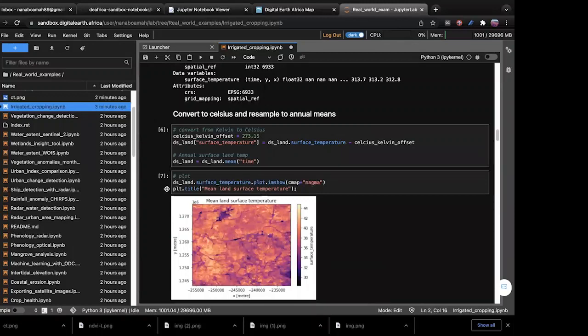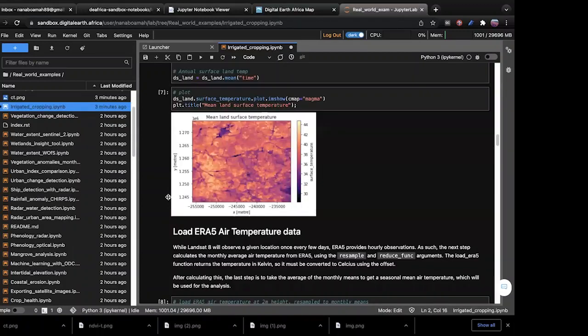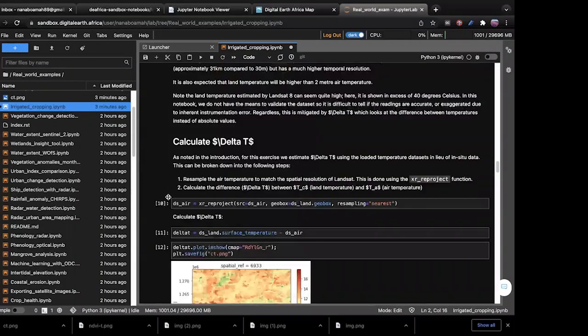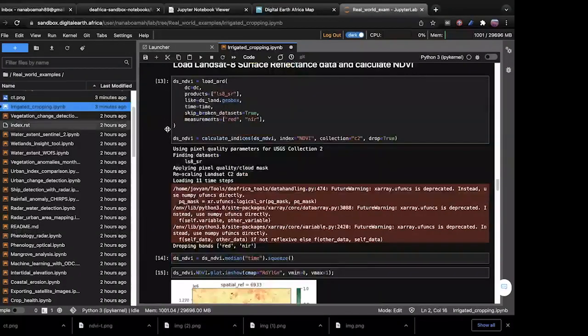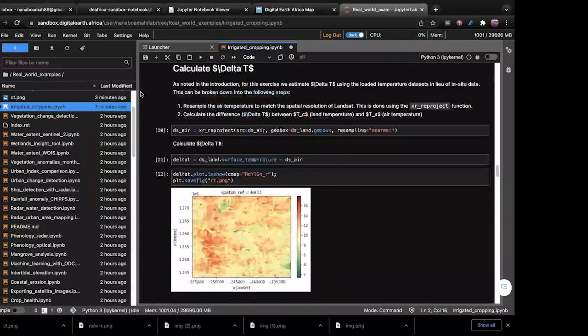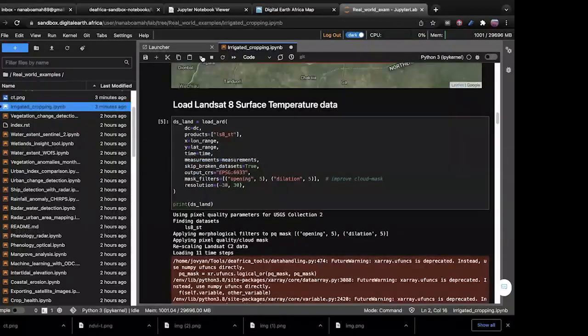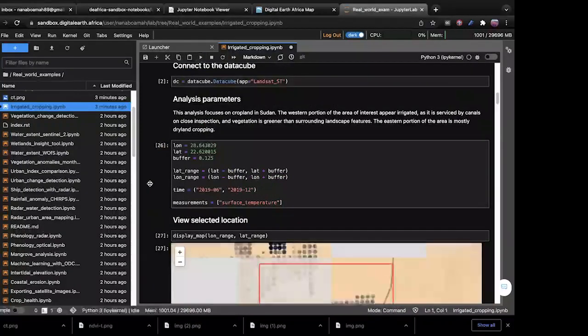So is it the SAVI? Yeah, the SAVI, soil adjusted vegetation index. Yes, so that one can also be done. I know it can be done, but can you do it here now? Let's see if there is a difference between NDVI and the other one. Okay, perfect.